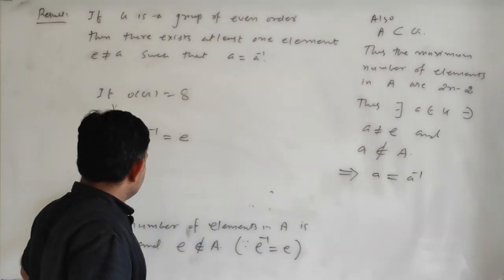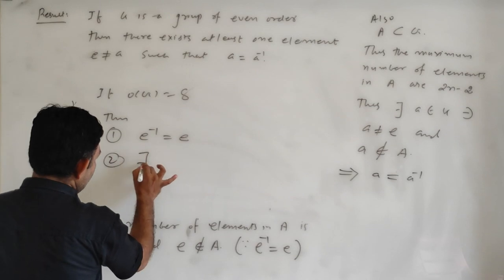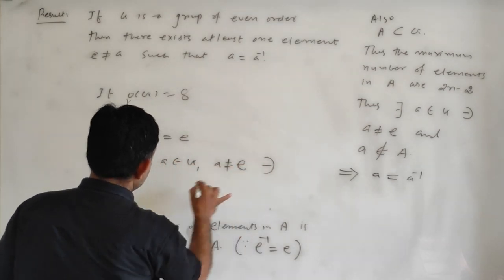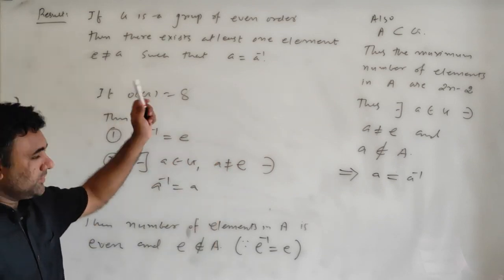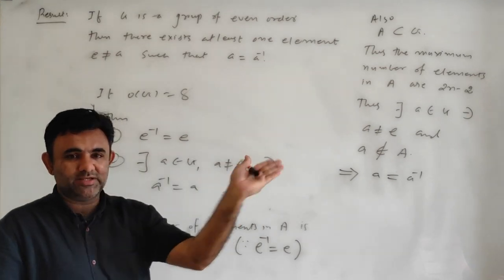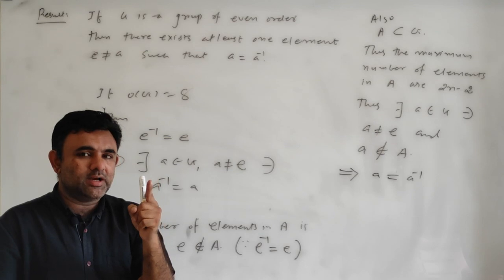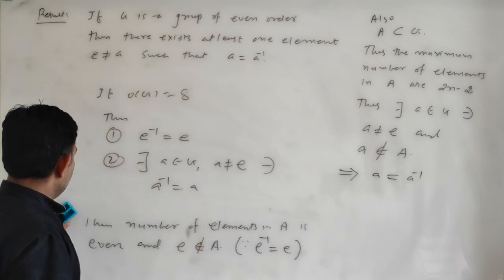But this result says that there exists a belongs to G, a not equal to identity, such that a inverse is equal to a. Among these 8 elements, forget about identity, so we are left with 7 elements. Among these 7 elements, one element is there whose inverse is itself. So that is the meaning of this result.